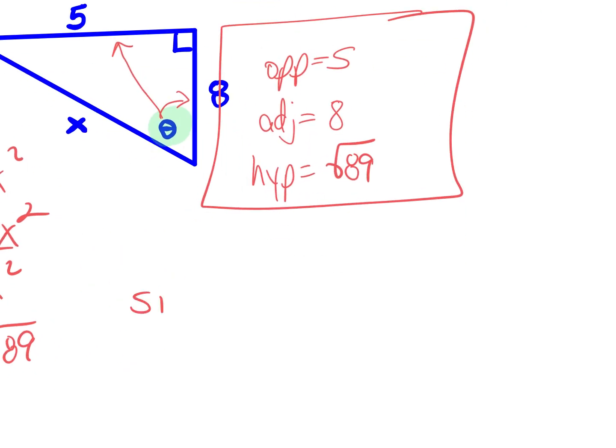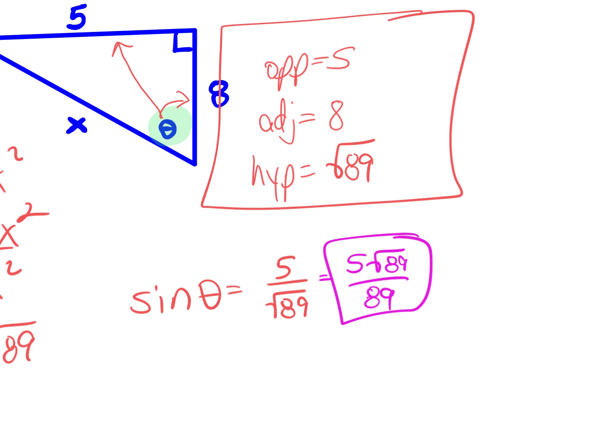So my sine of theta is opposite over hypotenuse, 5 over the square root of 89. Is that okay for me? No, so we're going to rationalize. It's 5 square root of 89 over 89.